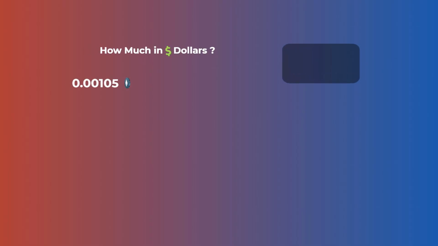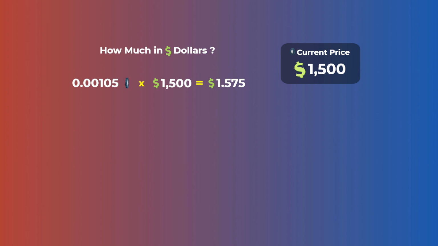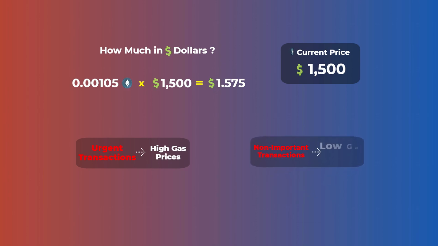To get how much this is in dollars, you multiply by the current price of Ethereum, which is $1,500 as of the time of this video, which will give you $1.575. So, as a general rule, you can set high gas prices for important urgent transactions and lower prices for less important transactions you can wait on for a while.